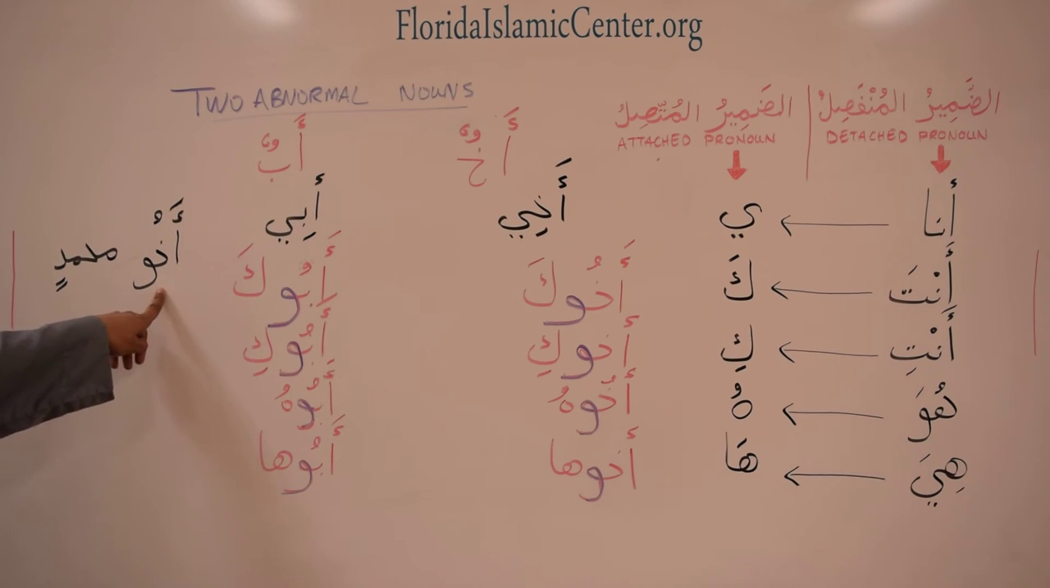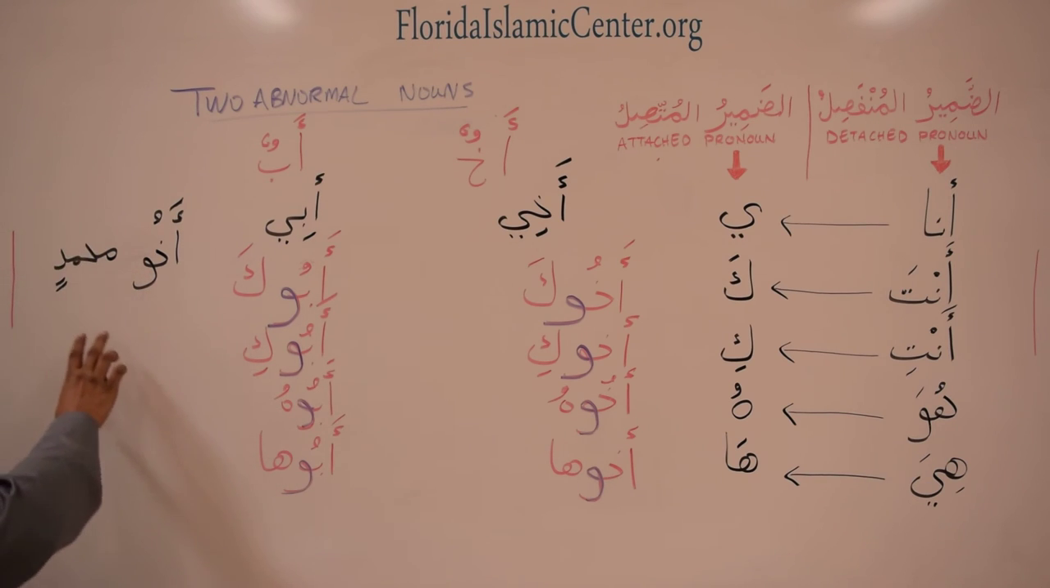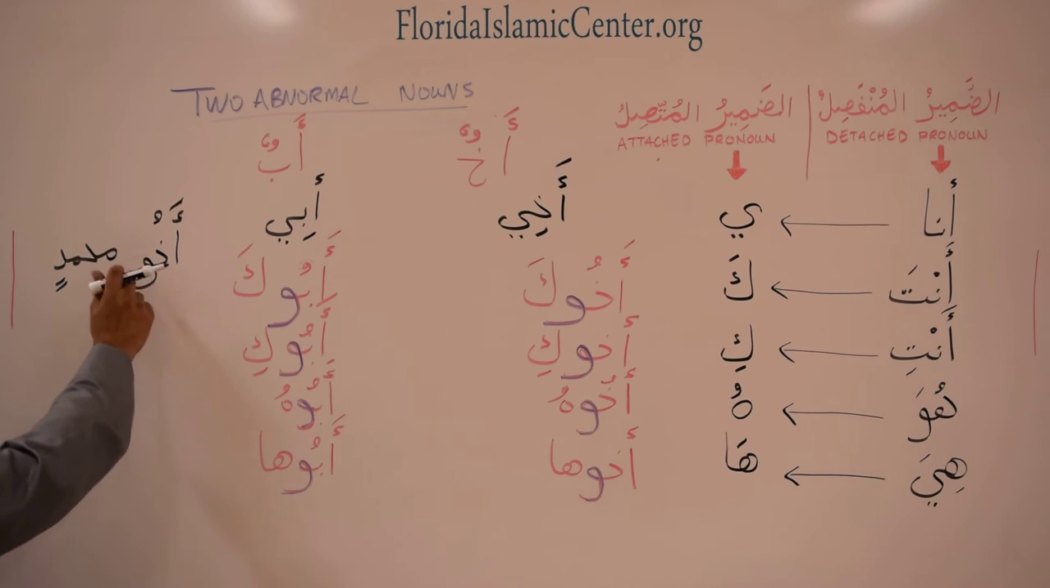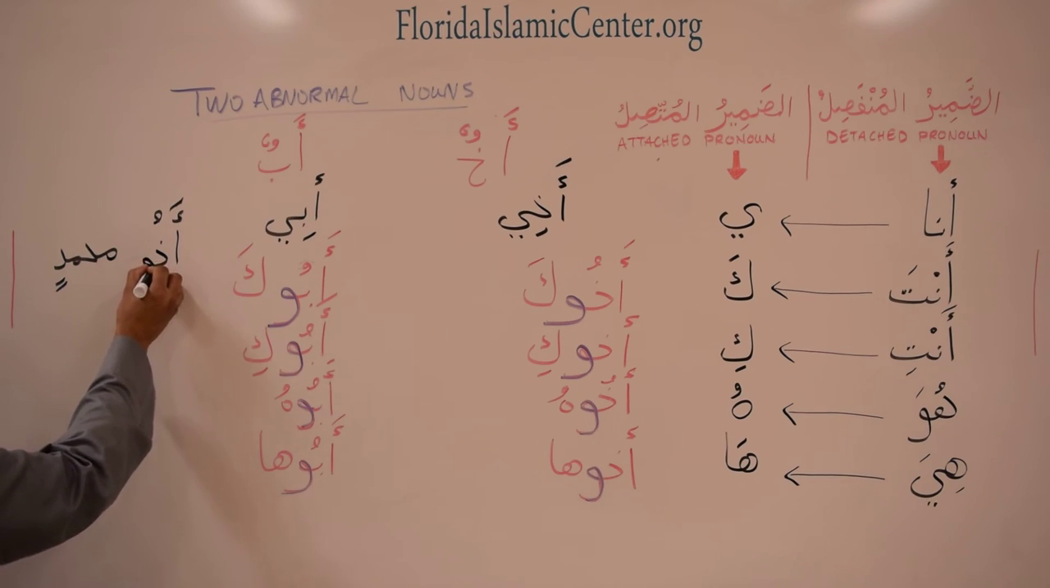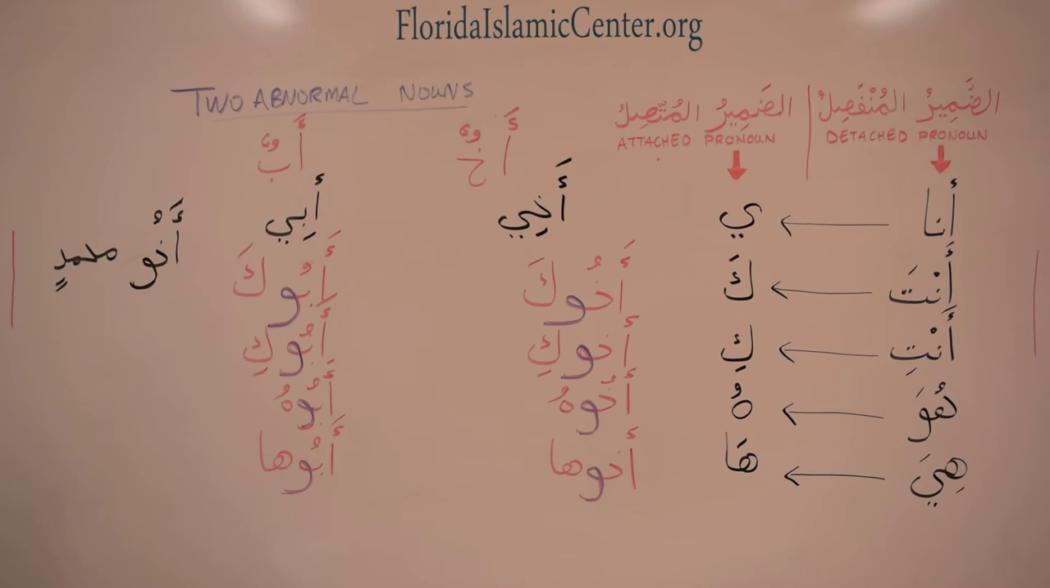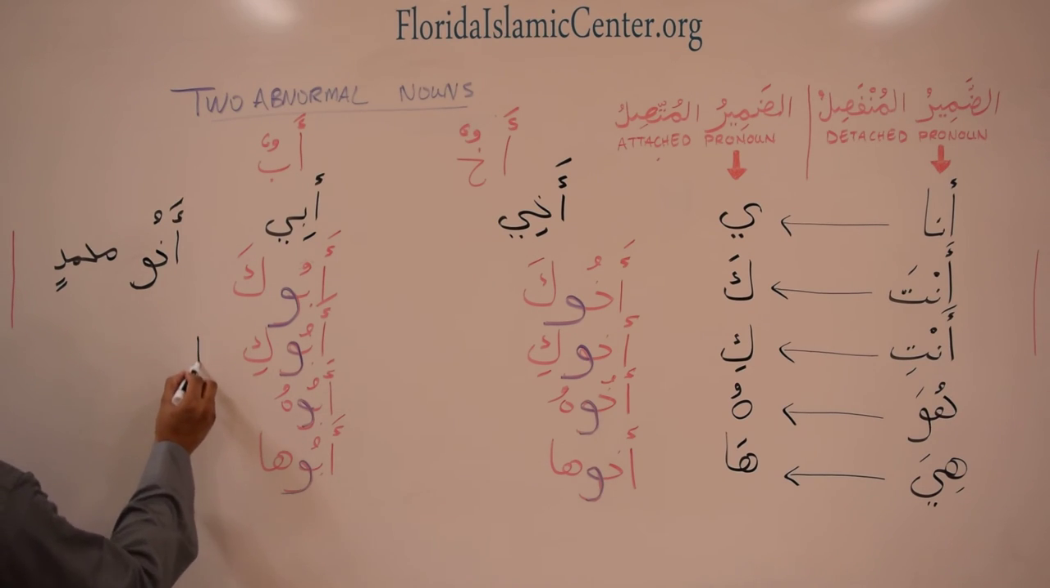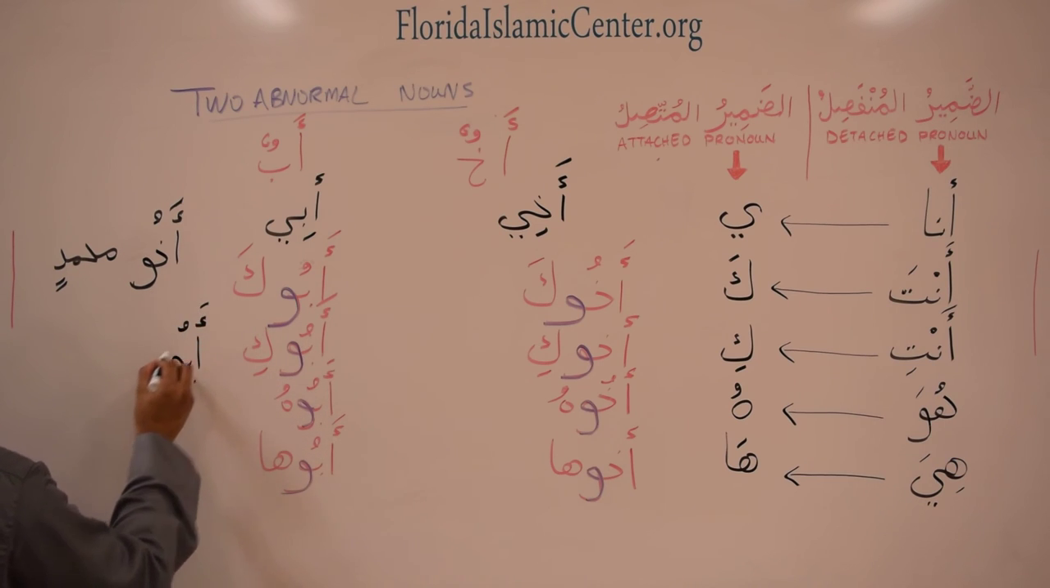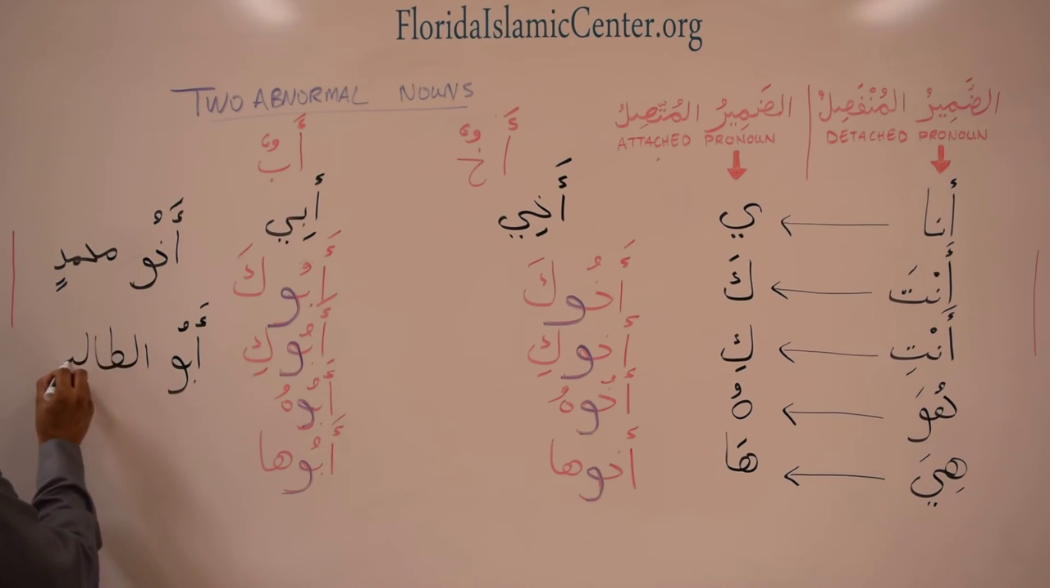Notice that akhu is the mudaf, but it's not attached. There's no pronoun after this. Muhammad is just a regular name. So anytime akh is mudaf, it's going to have this waw here. How do you say the student's father, meaning the father of the student? You would say abu al-talibi.